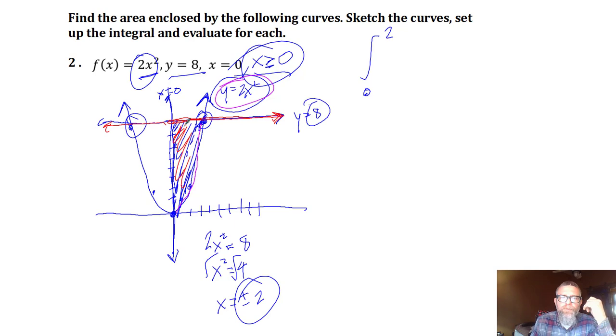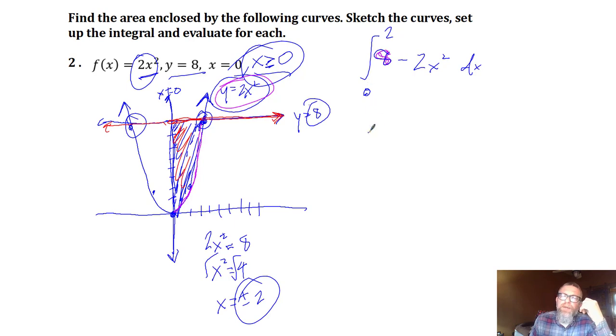Okay, so for this interval, you can see that y equals 8 is on top, 2x squared is on the bottom. Thus, our integral from 0 to 2 is going to be 8 minus 2x squared. Let me try to change that to blue just to be consistent. Still not taken, sorry about that. There we go. 8 minus 2x squared.